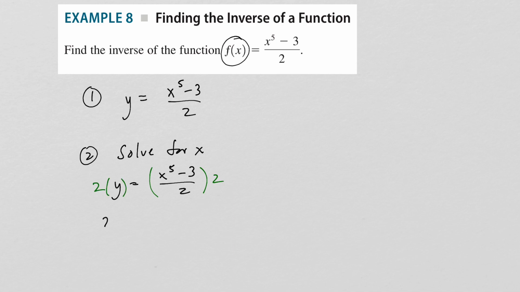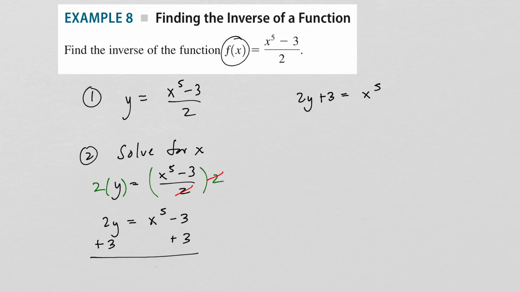This is going to give us 2y is equal to x to the 5th minus 3, right? Because these 2's cancel out here. Then let's add 3 to both sides. This gives us 2y plus 3 is equal to x to the 5th. And finally, to solve for x, we're going to take the 5th root of both sides. So we get the 5th root of 2y plus 3 is equal to x.